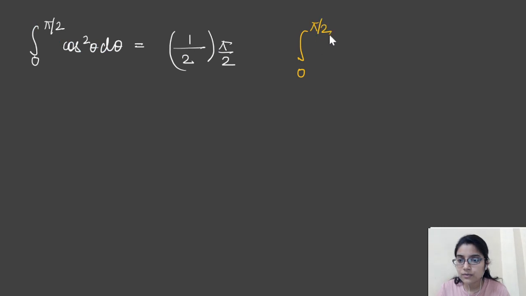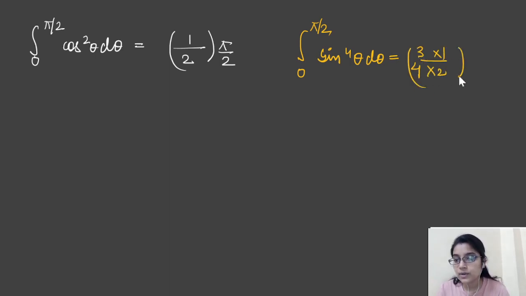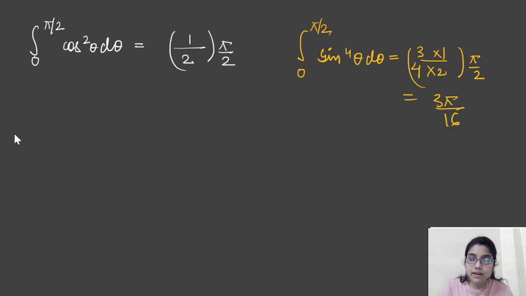So just write down a few examples. Suppose this is sin raised to the power 4 theta d theta. What will you do? 4, 3, then you got 2, 1, and here you can keep pi by 2. So you can get your answer as 3 pi by 16. In a similar way, make sure the limit is from 0 to pi by 2, again and again I am mentioning, cos cube theta d theta, somebody asks you.